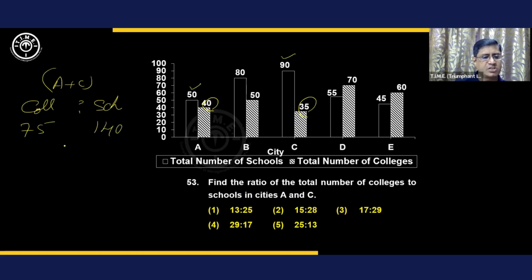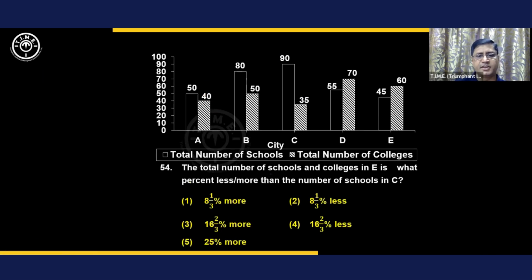Yes, my dear student, just to simplify this, 5 goes into 75 exactly 15 times, and 5 into 140 goes 28 times. Now the ratio here is 15 is to 28. Option number 2. Second choice is the right answer. Now look at the next question on your screen.